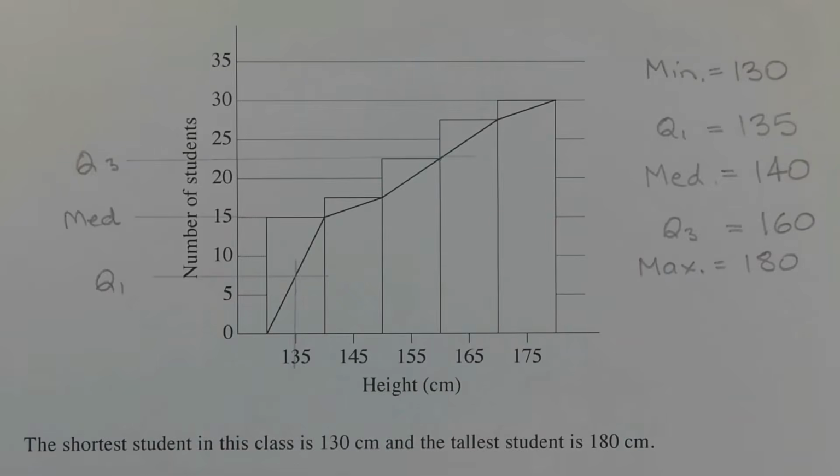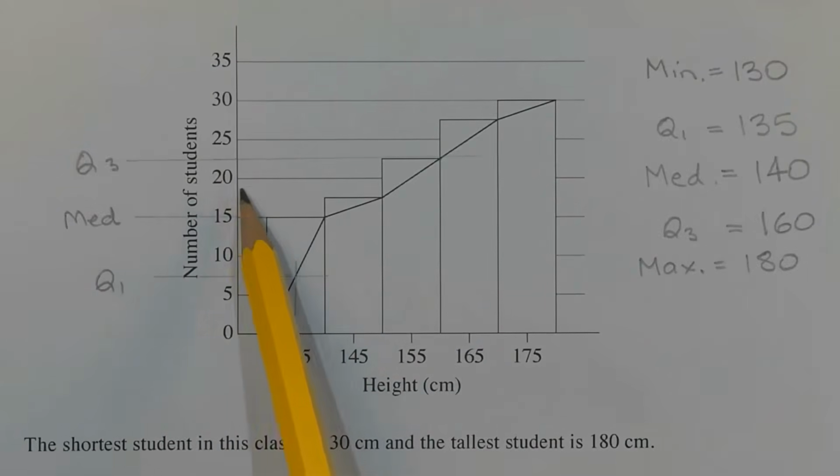So to work out Q1, that's the point that is halfway between 0 and 15, which is at 7.5. Drawing a horizontal line across until it strikes the ogive and then drawing a vertical line down, we can see that Q1 is 135. And we repeat the same thing for Q3.